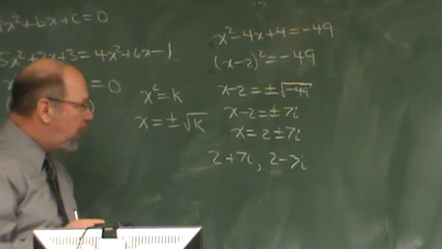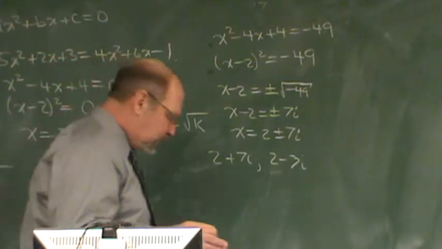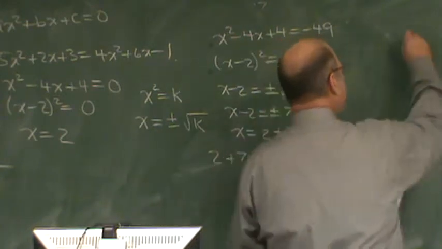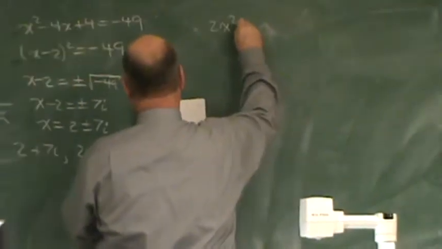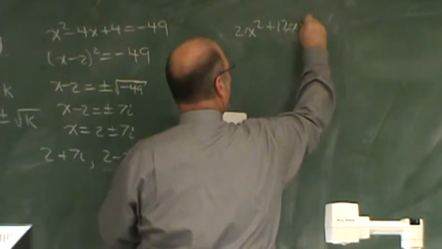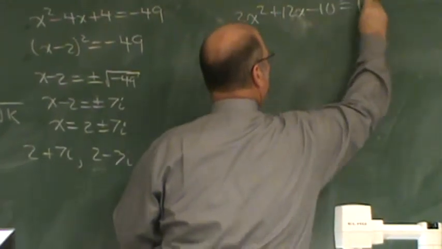5-step procedure on your handout on how to do it. We're going to run an example real quick. First example I have for you is 2x squared plus 12x minus 10 equals 10.